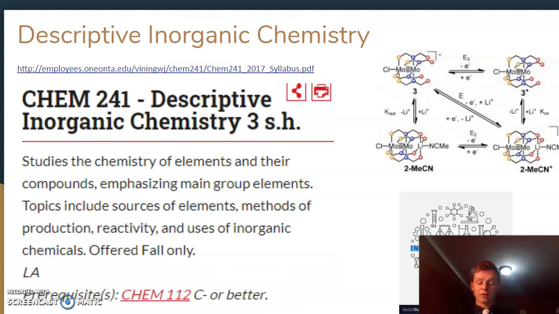In inorganic chemistry, you deal with all of the other elements, the reactions that go on, the reactivity, uses, emphasizing main group elements. For this class, I had to memorize the first, I think it was 45 elements, something like that. You had to know the periodic table like the back of your hand because everything that you did involved the periodic table. This up here in the top right is a complexation reaction, which is something that you learn about in inorganic chemistry class.